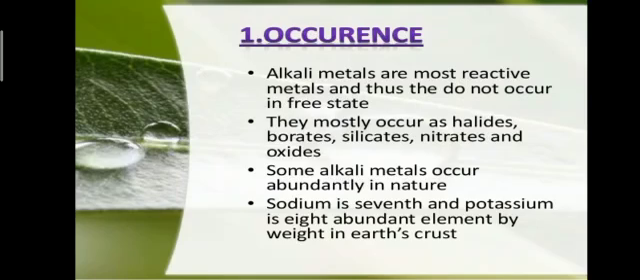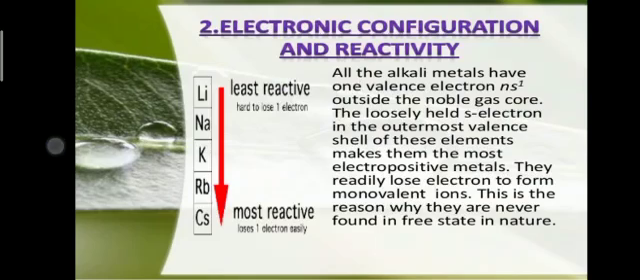So alkali metals are the most reactive metals and thus they do not occur in free state. They mostly occur as halides, borates, silicates, nitrates and oxides. Some alkali metals occur abundantly in nature, for example, potassium and sodium. Sodium is the 7th and potassium is the 8th most abundant element by weight in the earth crust.